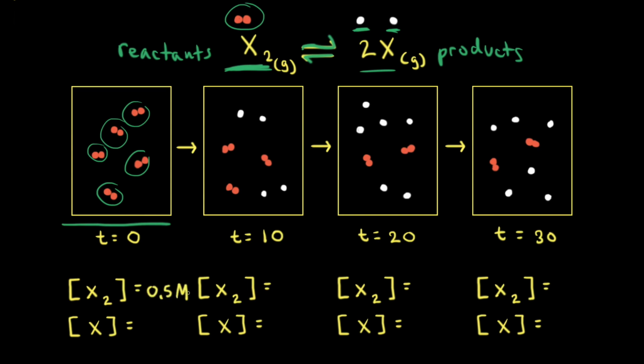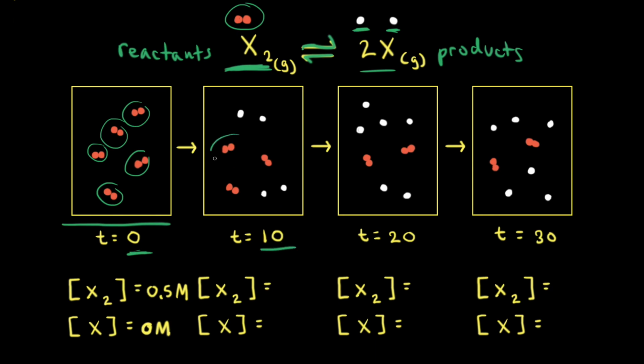And since we don't have any of the X, there are no white dots in this box, right? The initial concentration of X would be 0 molar. So let me just write that in here, 0 molar. Next, we wait 10 seconds. So we started off at time equal to 0 seconds, and now we're at time equal to 10 seconds.